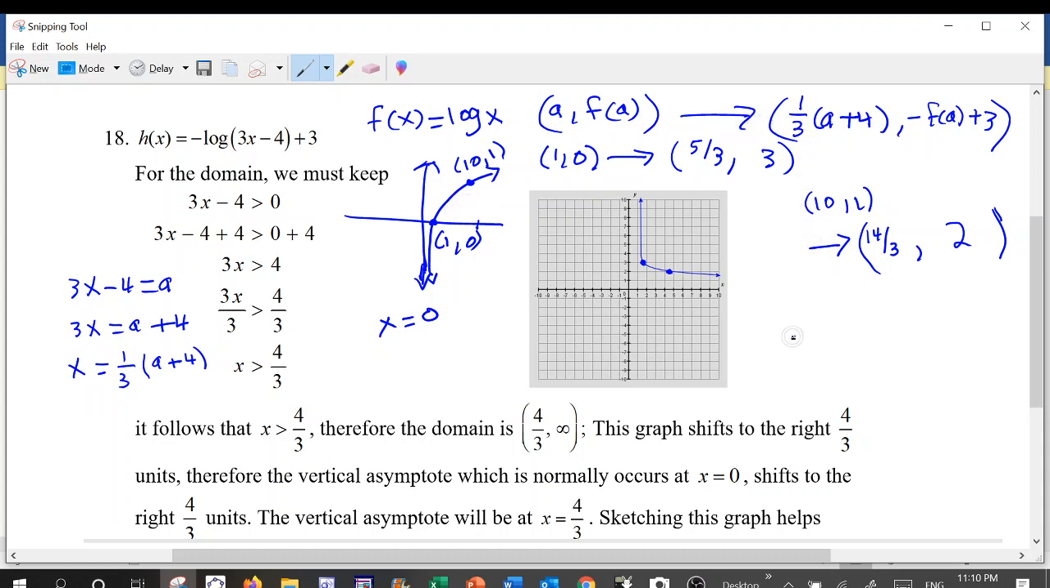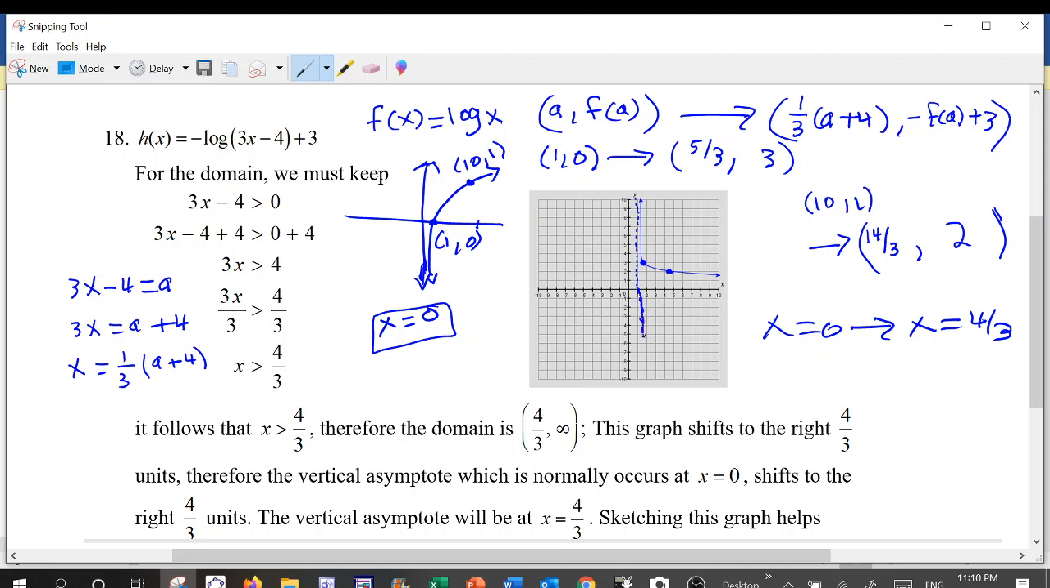Now, if you think of transformations, we know the vertical asymptote goes where? Well, x equal to 0 goes to, again, we have 1/3, 0 plus 4 is 4. 4 times 1/3 is 4/3. So x equal to 0 is going to go to x equals 4/3, which is 1 and 1/3. And 1 and 1/3 is about right here somewhere, a little bit more than 1.